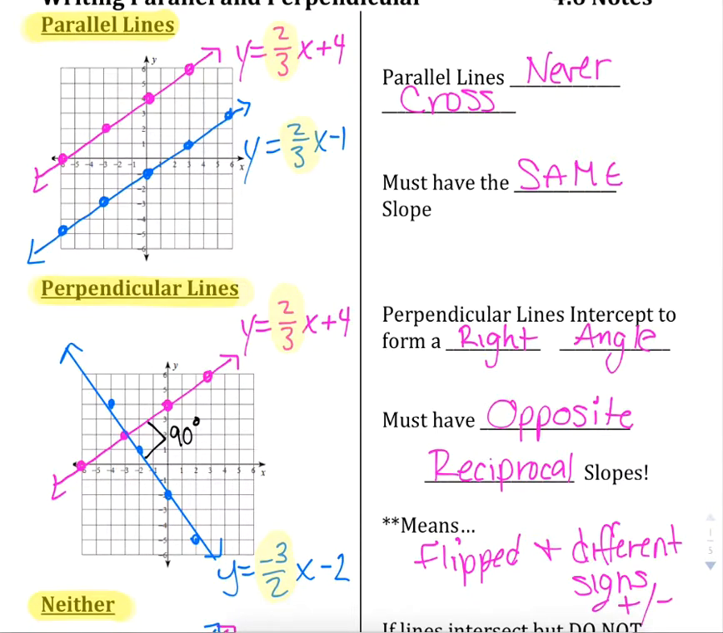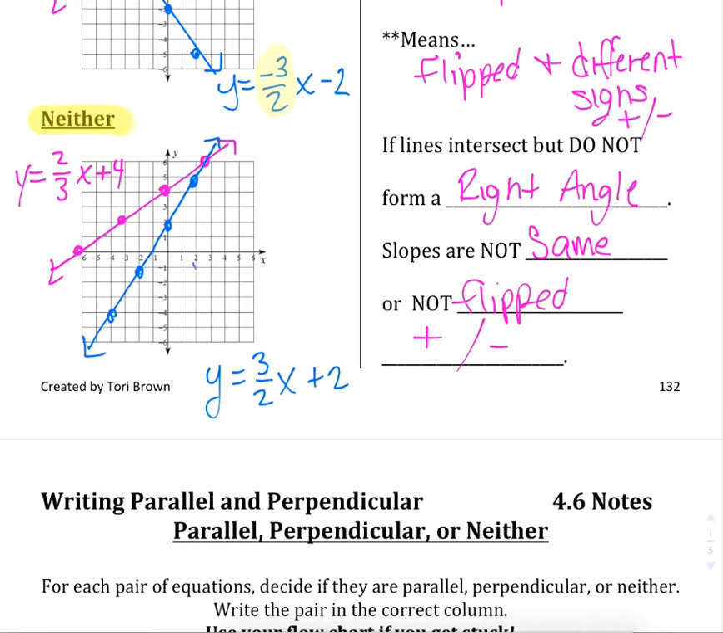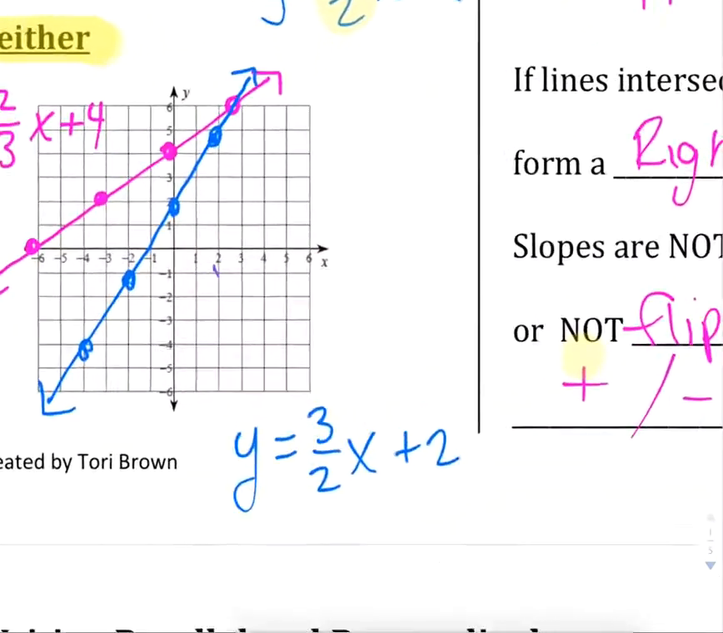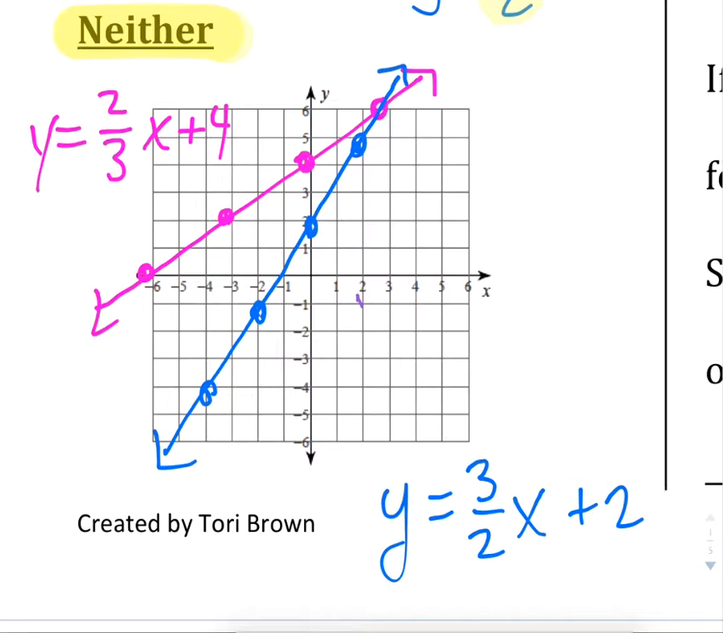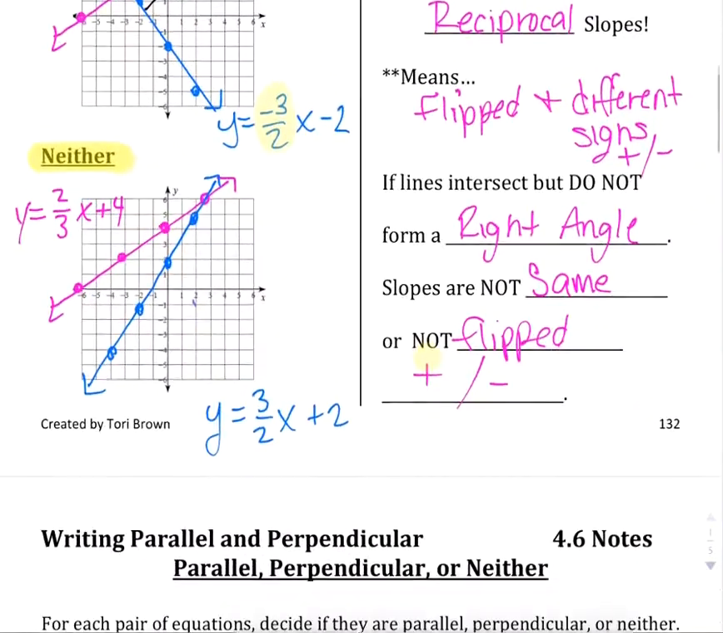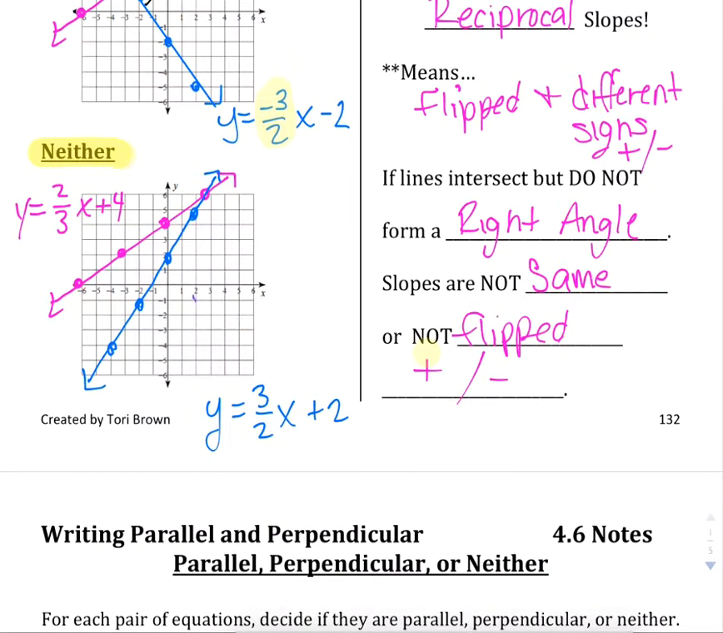Okay? All right, once you have that idea, let's talk about neither. So there are lots of options for equations, like this one, where they might be flipped, but they're both positive. Or maybe one's positive, one's negative, but they're not flipped. Not every set of lines has to be parallel or perpendicular. It is possible to be neither. Okay? Write that down. I'll meet you on the next page.